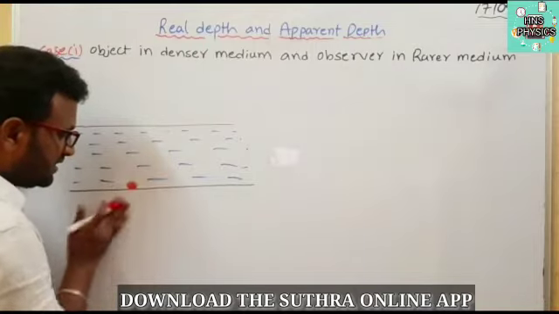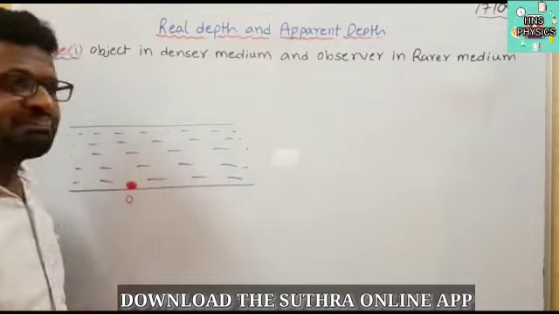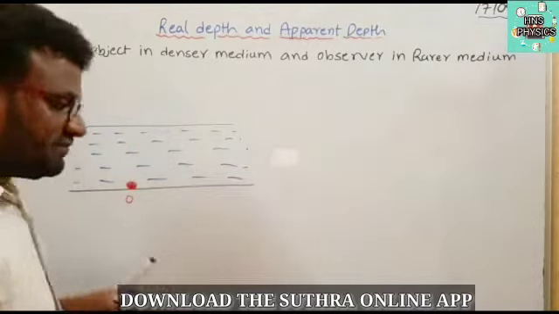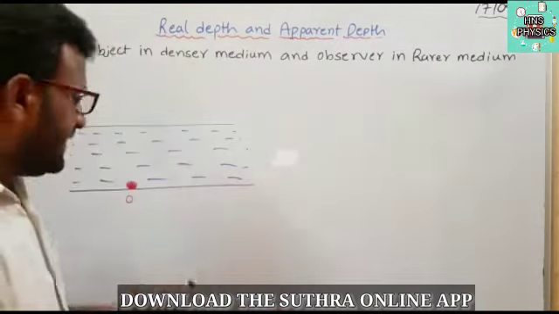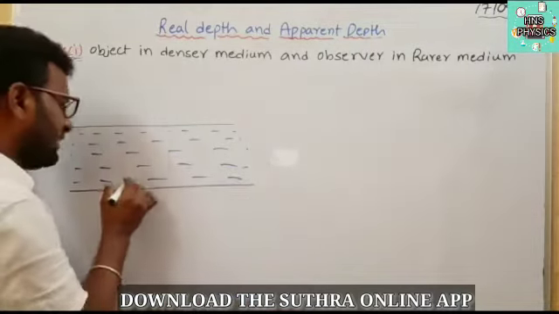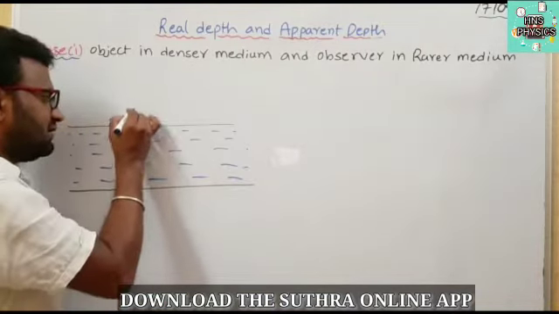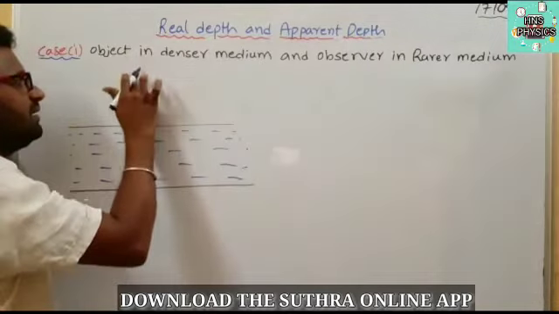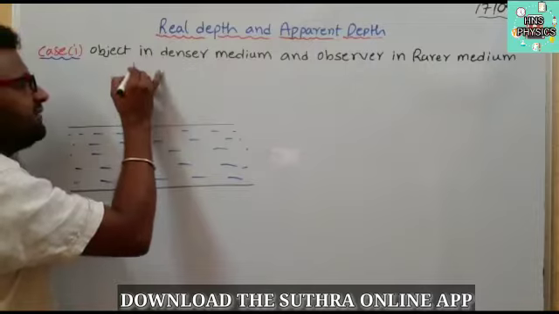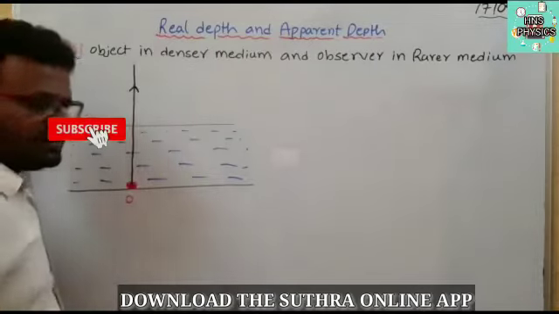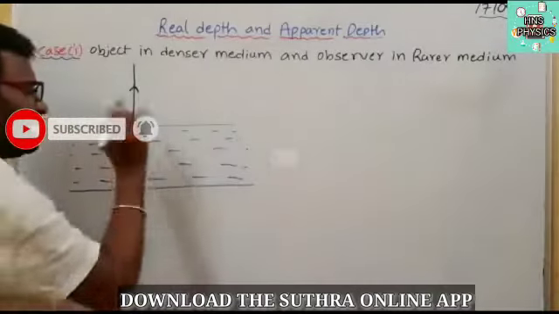The object is denoted by O, and it is situated in the denser medium. From that object, rays go in various directions, but I am taking two rays here. One ray is incident on the surface of water perpendicularly. Perpendicular means the ray is undeviated, according to rule 3 of refraction of light.